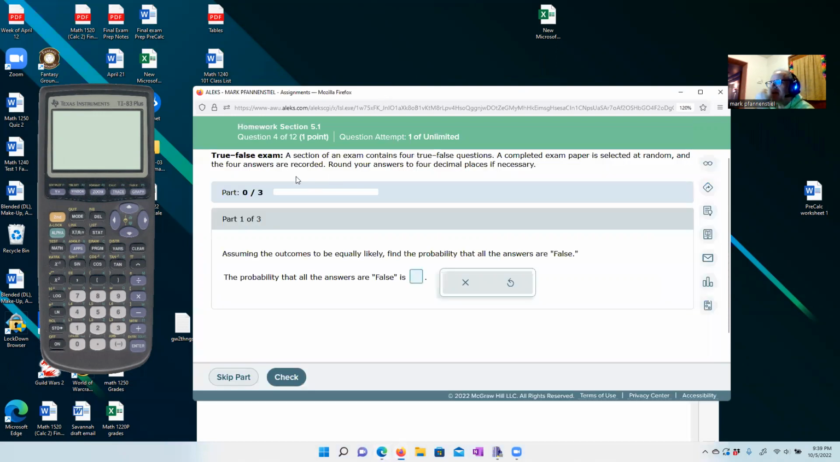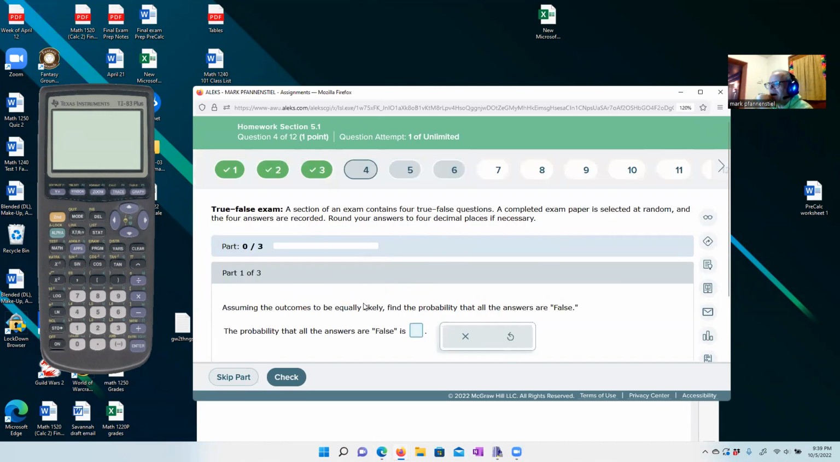So, we have a section of an exam that contains 4 true false questions. We have a completed exam. We have 4 answers on here. Round your answers to the nearest decimal place, or 4 decimal places if necessary. And assuming all possibilities are equally likely, so it's equally likely that the answer to a question can be true or false, we're going to go ahead and do what's the probability that they're all false.